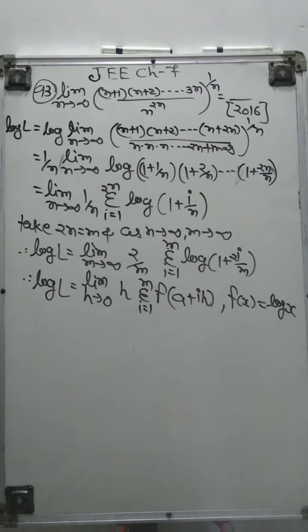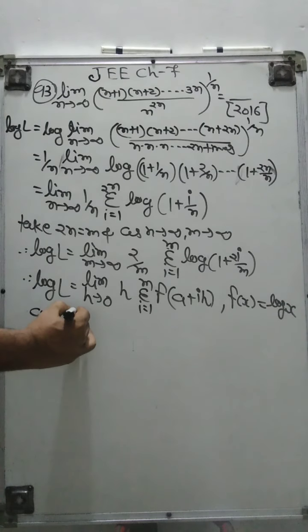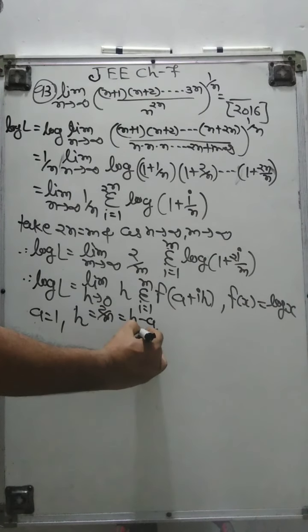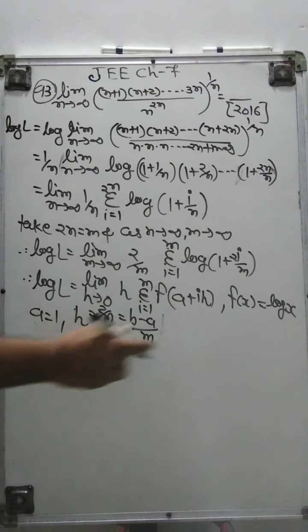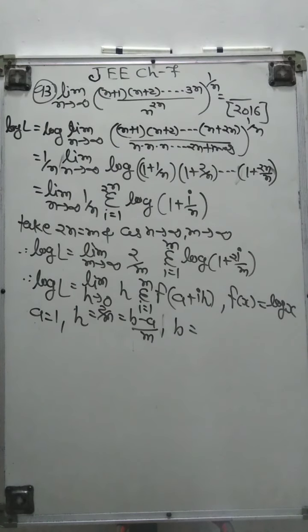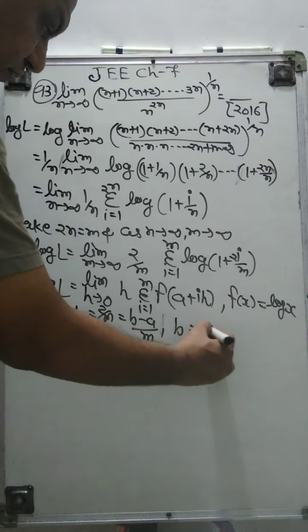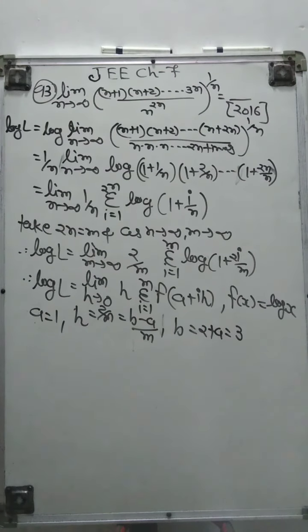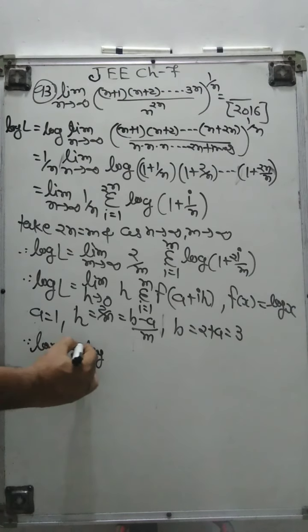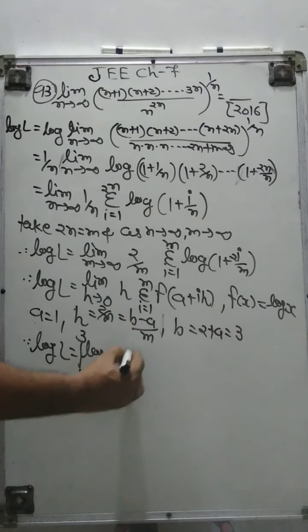Now we just convert into integration. Then we have a is equal to 1, h equal to 2 by m. It is (b minus a) upon m. So we get a is equal to 1, then b is equal to 2 plus a is equal to 3. Therefore the upper limit and lower limit are obtained. So we take log L is equal to integration 1 to 3 log x dx.